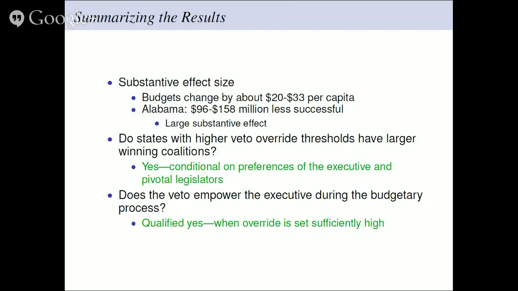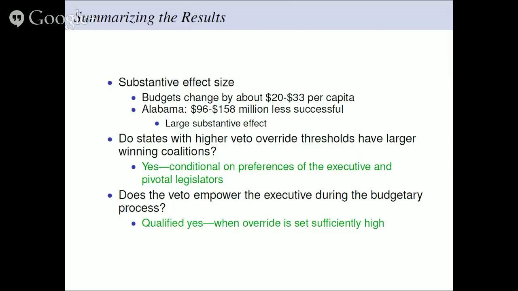Okay. To summarize the results, do states with higher veto override thresholds have larger winning coalitions? Yes, they do, which means policy is more moderate only when the executive and the legislature are far away from each other. What about a positive power for the governor?